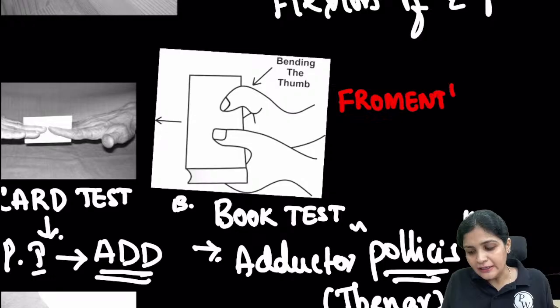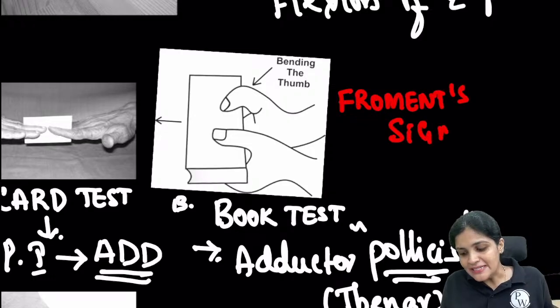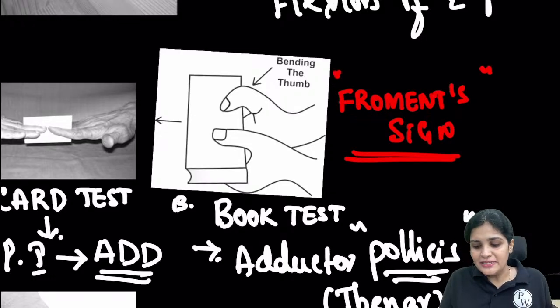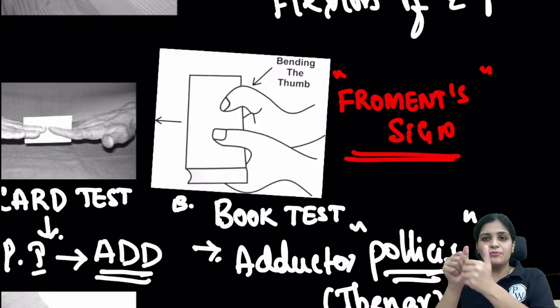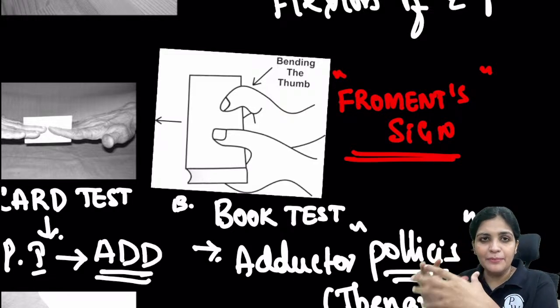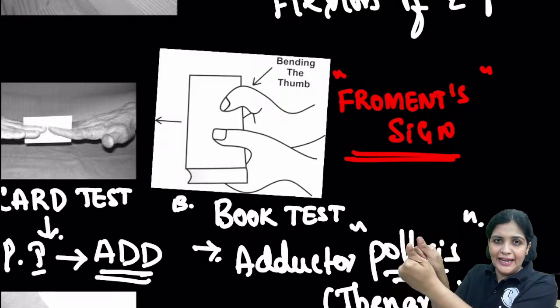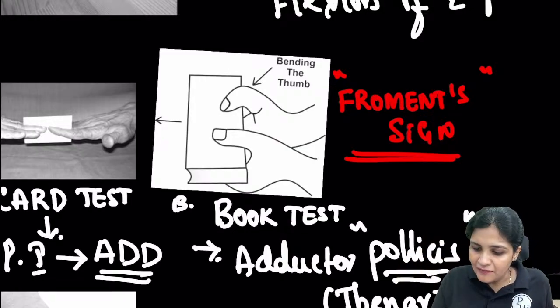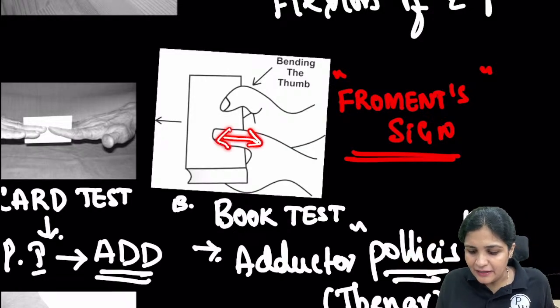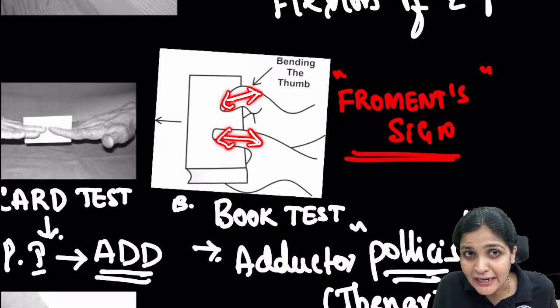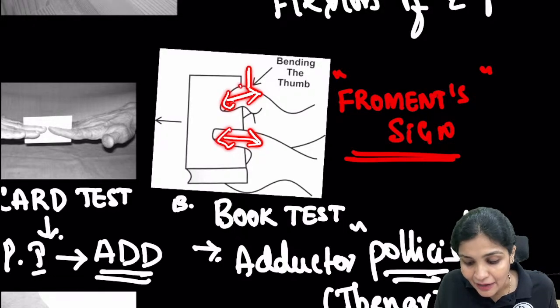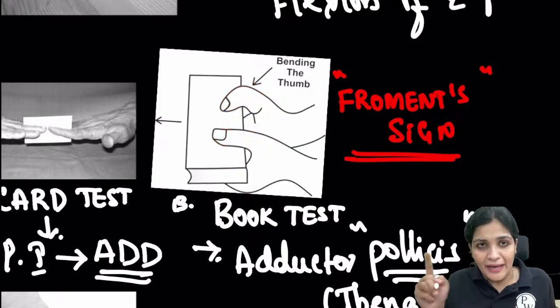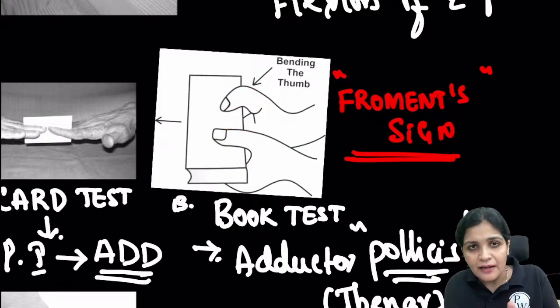It is called the Froment sign. What is this Froment sign? Adductor pollicis means you are adducting, right? So you're holding the book by adduction. But here, if you see, this is completely adduction. But what is this? This is flexion. So whenever there is an ulnar nerve palsy, instead of adductor pollicis, the thumb goes into flexion.